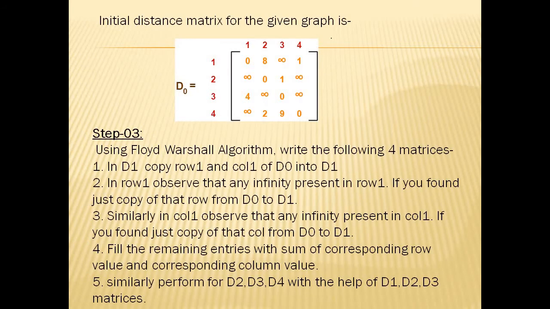So we found this one. Diagonal entries are filled with 0. Those which have a direct edge, we mention the weight of that edge. And those which don't have a direct path will be marked as infinity.